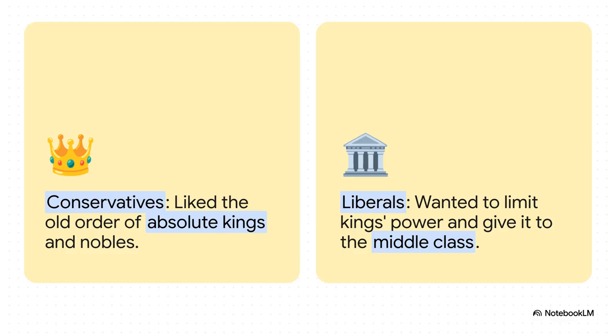On one side, you had the conservatives. These were mostly nobles and wealthy landowners who loved the old system of all-powerful kings. On the other side, you have the liberals. They were mainly middle-class business owners and merchants who wanted to limit the king's power with things like constitutions and give more say to elected parliaments. This clash led to even more turmoil, like the revolution in France in 1830 that put a new citizen king, Louis Philippe, on the throne.